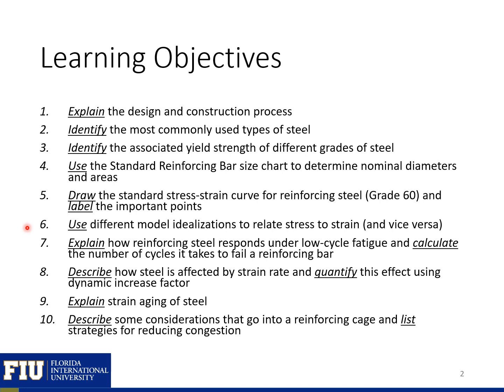use different model idealizations to relate stress to strain and also strain to stress, explain how reinforcing steel responds under low cycle fatigue and calculate the number of cycles it takes to fail a reinforcing bar, describe how steel is affected by strain rate and quantify this effect using dynamic increase factors, explain strain aging of steel, and finally, describe some considerations that go into a reinforcing cage and list strategies for reducing congestion.